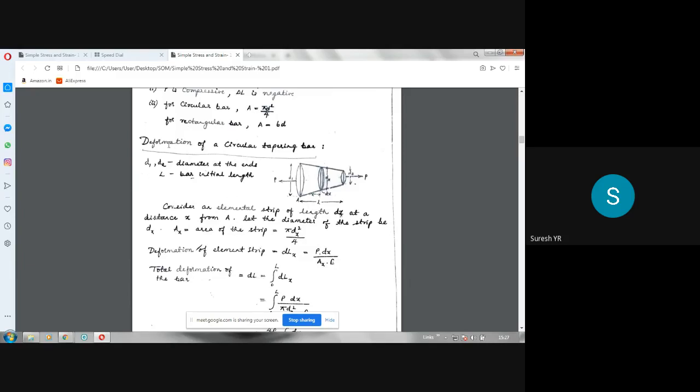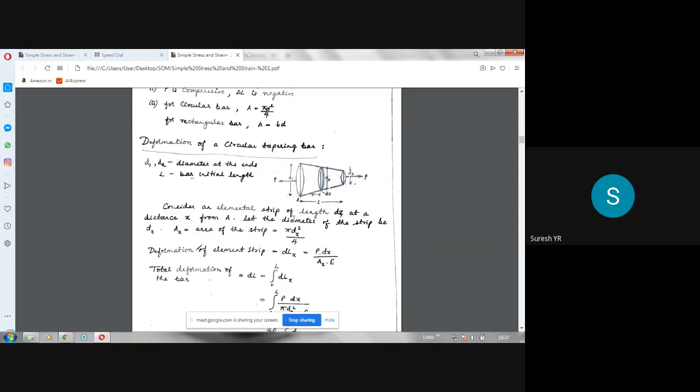Now, the second derivation is deformation of a circular tapering bar. It's very important. For 8 marks or 10 marks, they can ask this derivation. Tapering bar means the cross-sectional area is varying here. I have taken here the cross-sectional area is decreasing. It can be increasing also. Here I have taken decreasing. So, here the diameter is D1, which is circular cross-section. Here diameter is D2. Length of the rod or the bar is L here.